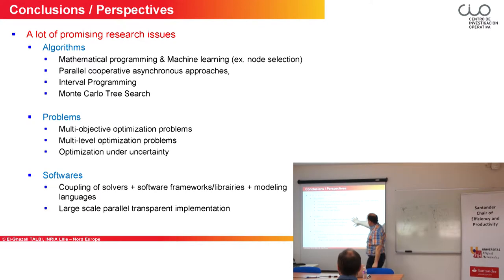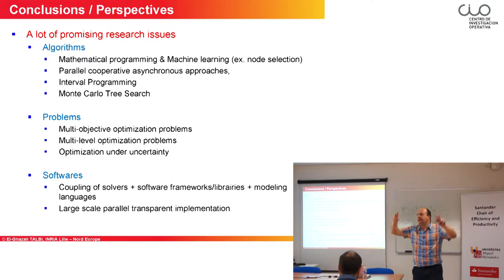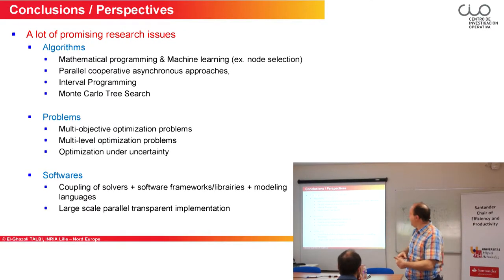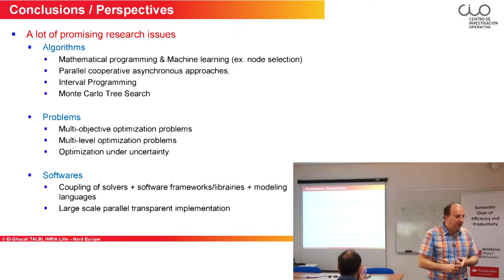From problems, a lot of things must be done in multi-objective optimization, in multi-level optimization problems, and optimization under uncertainty. Those are the priorities for me. What I showed you today is only for mono-objective optimization. What we can do for multi-objective, for optimization with uncertainty, wow, lots of things.